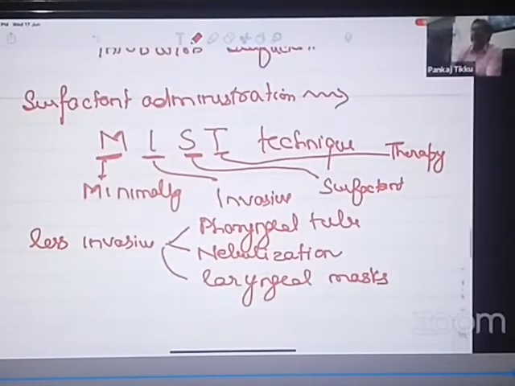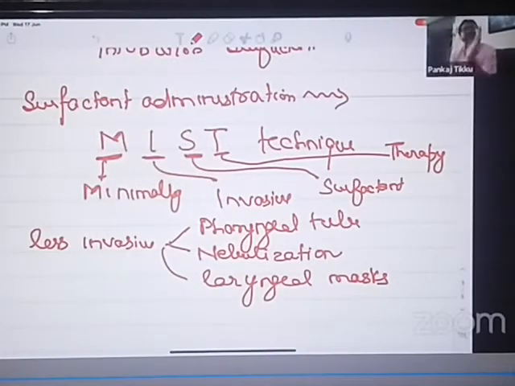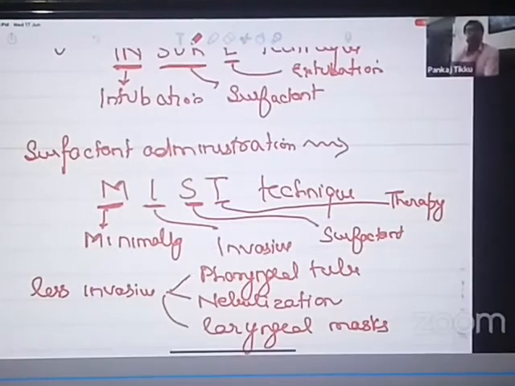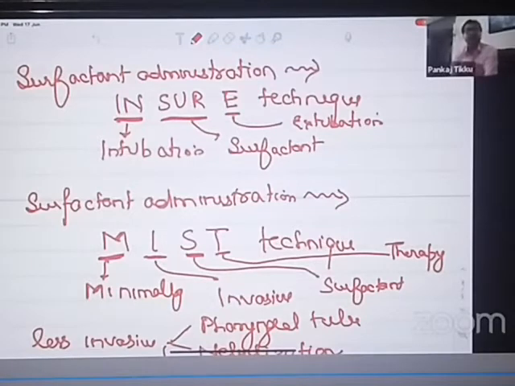So this is what is being advocated now. So which is better? MIST is definitely better in comparison to the INSURE technique. So the current best way of administration of surfactant in a child of hyaline membrane disease is administering surfactant by the MIST technique, minimally invasive surfactant therapy, where we administer surfactant by the pharyngeal tubes, by the nebulization, or by laryngeal mask. The older technique was the INSURE technique, where you used to intubate the child, administer surfactant, and then used to extubate the child.